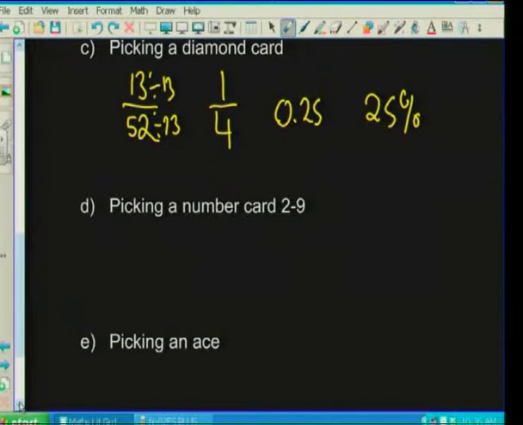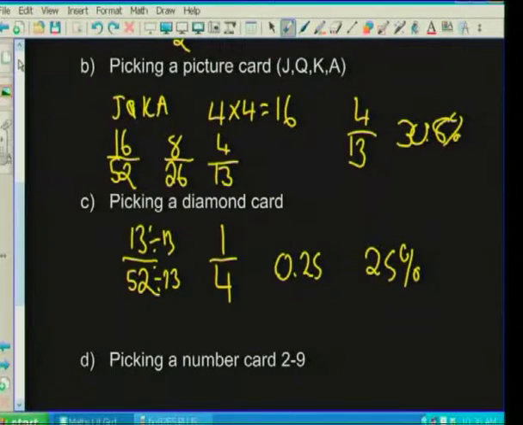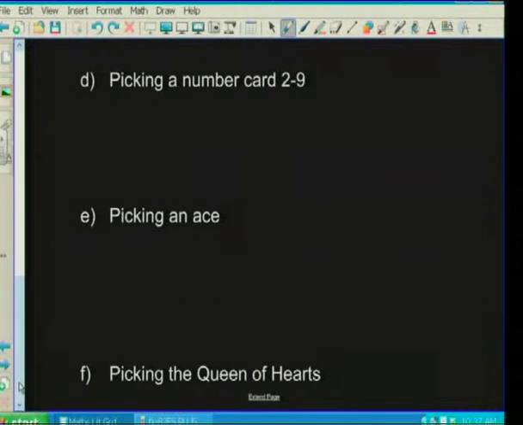Now we're going to look at picking a number card of 2 to 9. So this is ignoring those picture cards that we had earlier. Remember in question B, we asked for a picture card and we found that there were 4 out of 13, or 30.8% chance of picking a picture card. We want to know what are the chances of picking a non-picture card, or a 2 to a 9. So that means there's a 2 to a 9. Let's count up quickly. There's a 2, a 3, a 4, a 5, a 6, a 7, a 8, and a 9. That means we have 8 cards.